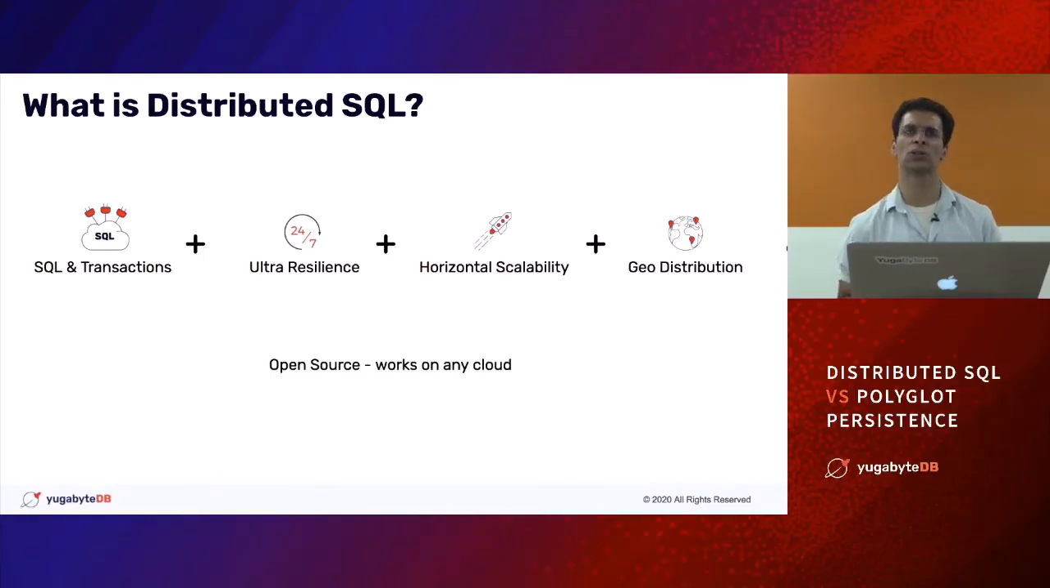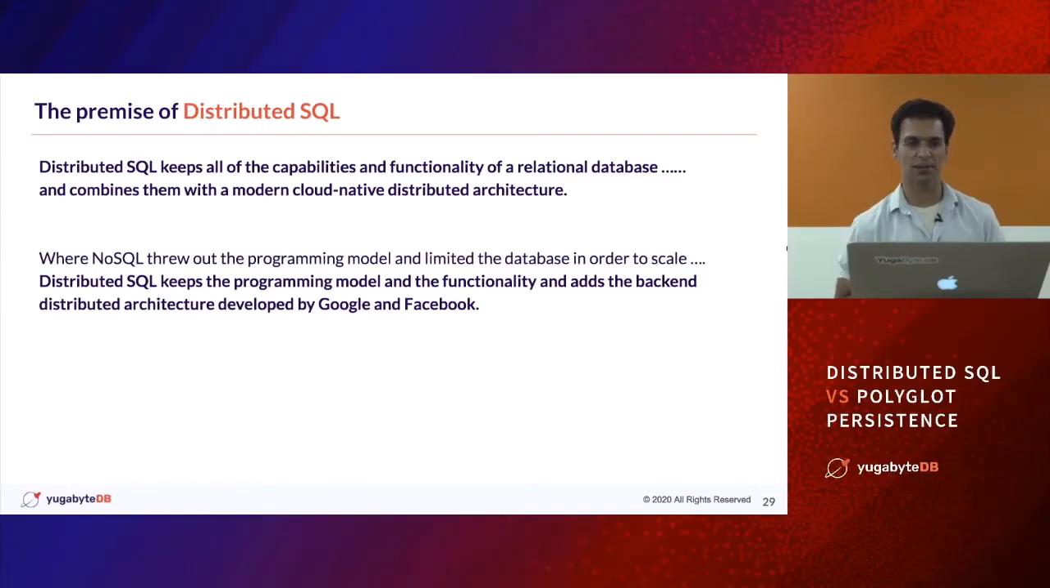So you can have different applications or microservices run on different clouds, or even do a hybrid deployment where you have some on-premise data centers, which are private cloud, augmented with public cloud. So the premise of distributed SQL: what does it bring to you? Well, it keeps all the capabilities and functionality of a relational database, but combines them with a cloud-native distributed architecture, right?